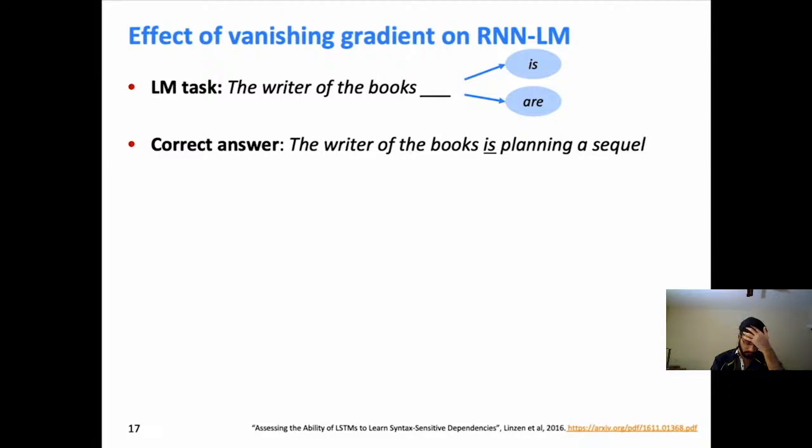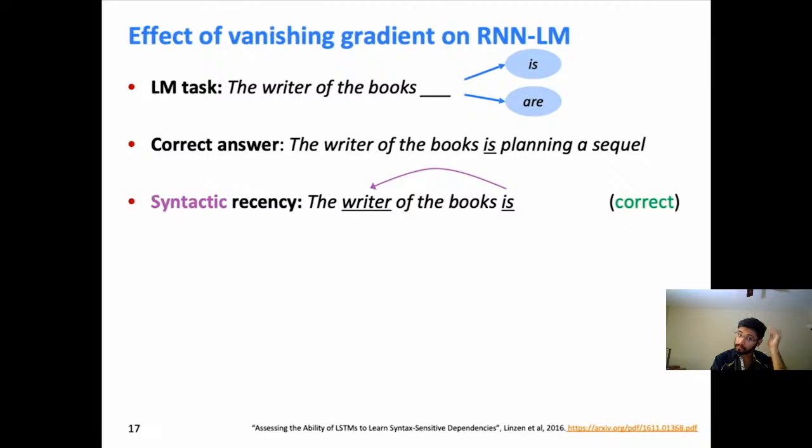correct. So the reason why I'm bringing up this example is because this shows a kind of tension between two things called syntactic recency and sequential recency. So syntactic recency is the idea that in order to correctly predict that the next word should be is rather than are, the word writer is the kind of syntactically close word here. So we say the writer of the books is because it's the writer is. So you can see this as the word writer and is are syntactically close, because if you looked at the dependency paths, for example, then there would be a short path in that tree.